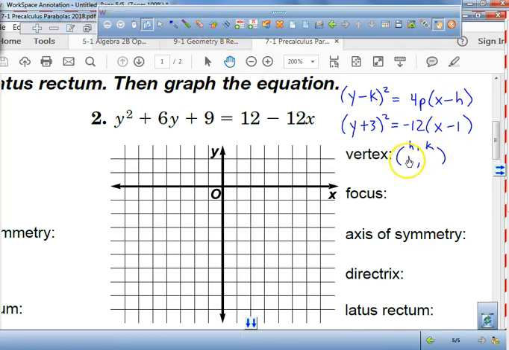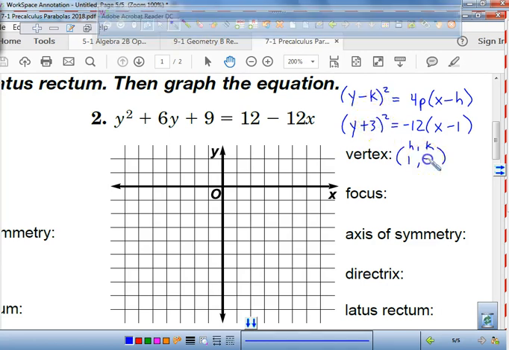You take the 1 and literally just plug it right in for h and it becomes x minus 1. But careful, what's your k value? Your k value is a negative 3, because if you were to take this negative 3 and plug it in right there, a negative times a negative is a positive. So once you have your vertex, plot it. Plot a 1 and a negative 3.